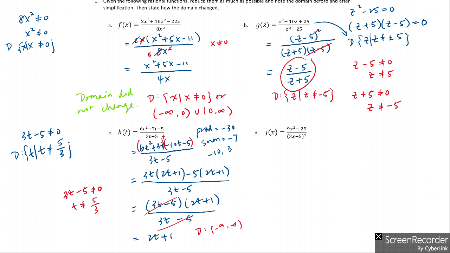Now moving on to part D, we have 3x minus 5 squared in the denominator. So the original domain comes from 3x minus 5 squared doesn't equal 0. We can use a square root property right away and get 3x minus 5 doesn't equal 0, and get the result that x doesn't equal 5/3. And that's the original domain that we have for the function.